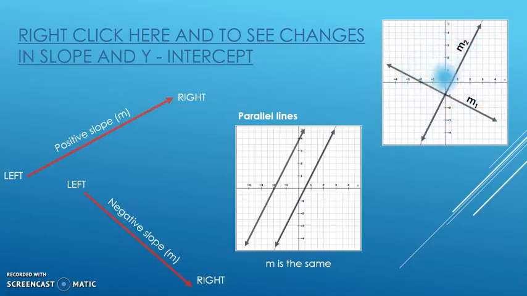And lines that are perpendicular, which means they're at 90 degrees, if you multiply the slopes, m1 times m2, it will equal -1.